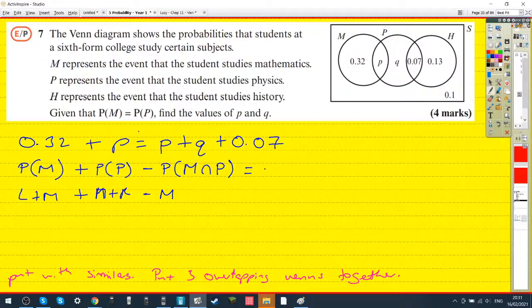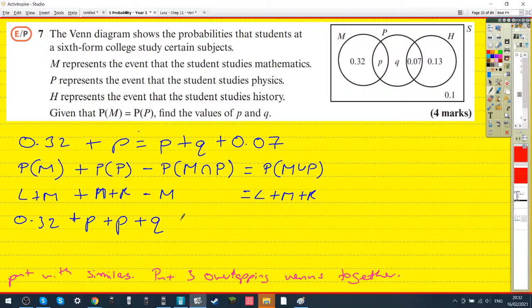Left and middle and right. Okay, that's middle plus right. So that is the probability of either M or P. All right, sub in all the values, numbers, P, Q. So the left is 0.32 plus P. Left is 0.32, middle is P, and then middle again, which is P, plus the right, which is Q.